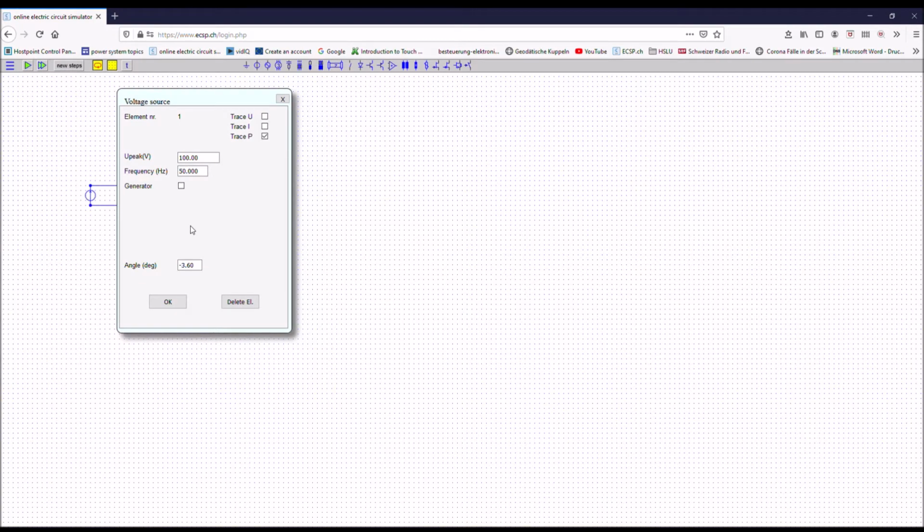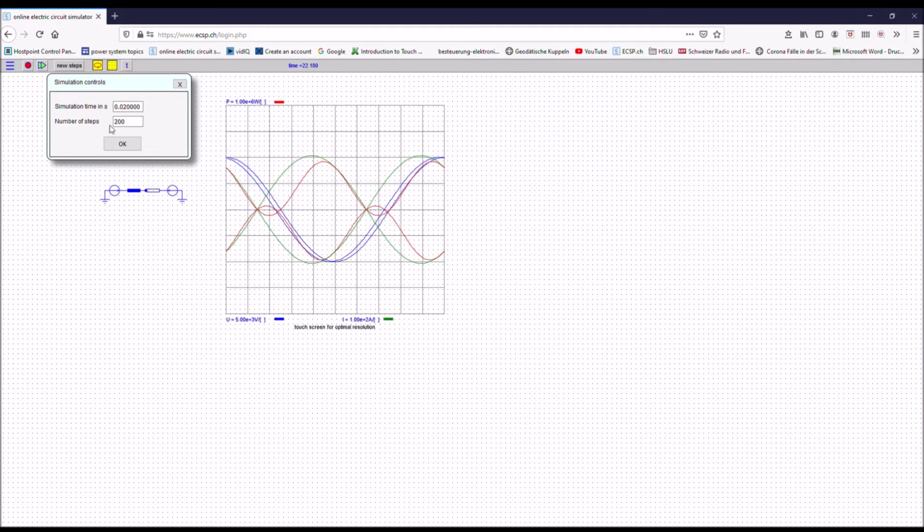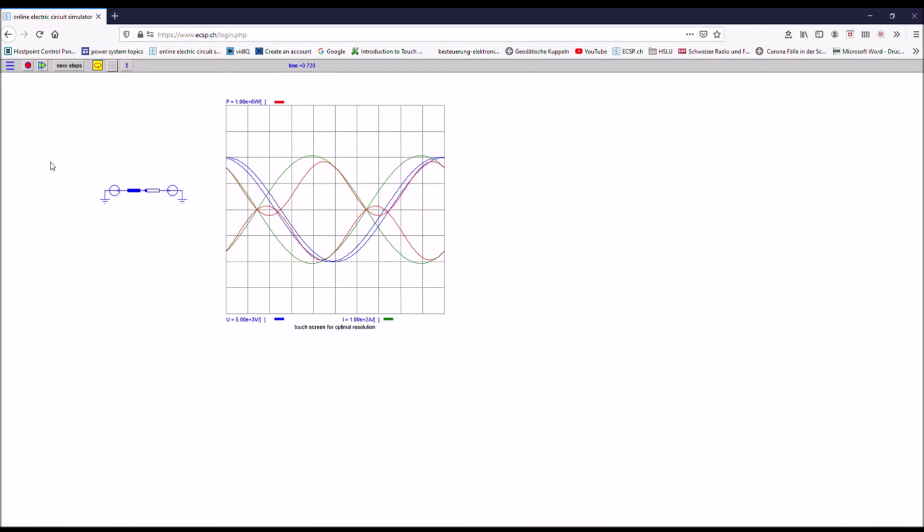When the simulator is running, then I can change the phase angle of the source. The phase angle of the source can also be changed on the input mask here. Here I want to demonstrate what you can do with this phase shift I have been addressing just before. You can simulate the power exchange between two sources.